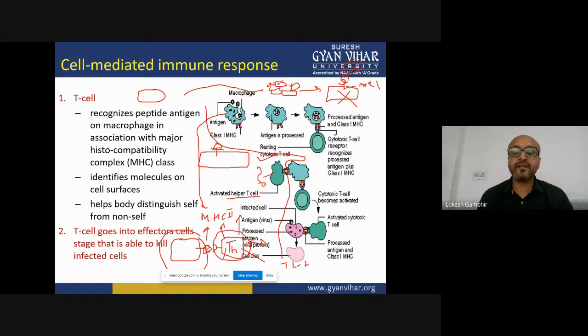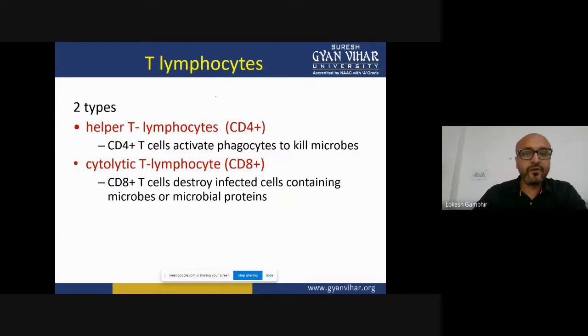Once it is increased, it will lead to the activation of these cytotoxic T cells. Now let us see how it actually happens. We have two subtypes, CD4 and CD8. CD4 is activated by phagocytes, or antigen presenting cells. CD8 plus is responsible for killing the cell which is infected by the pathogen.